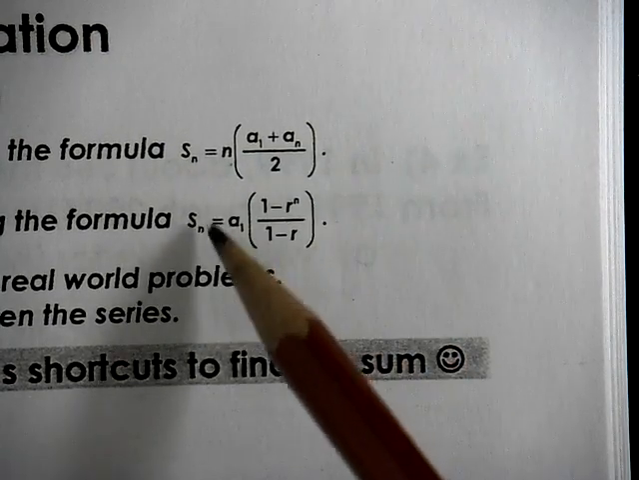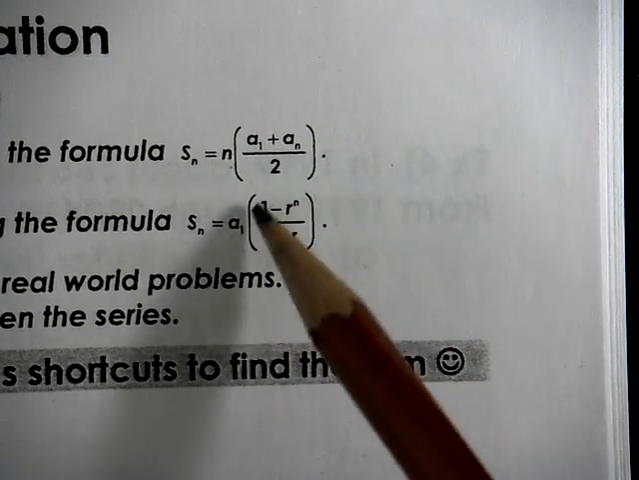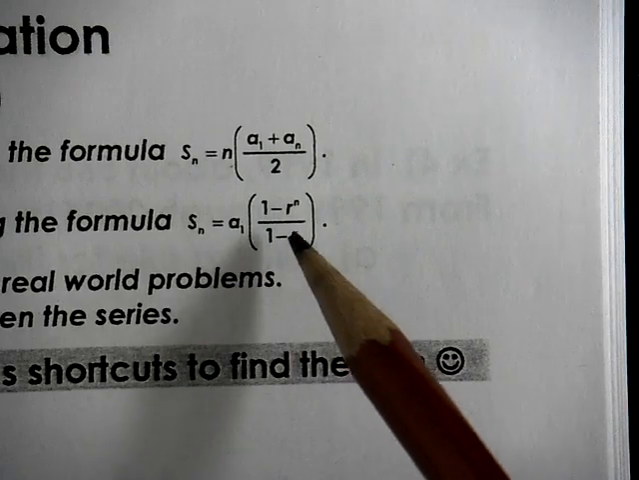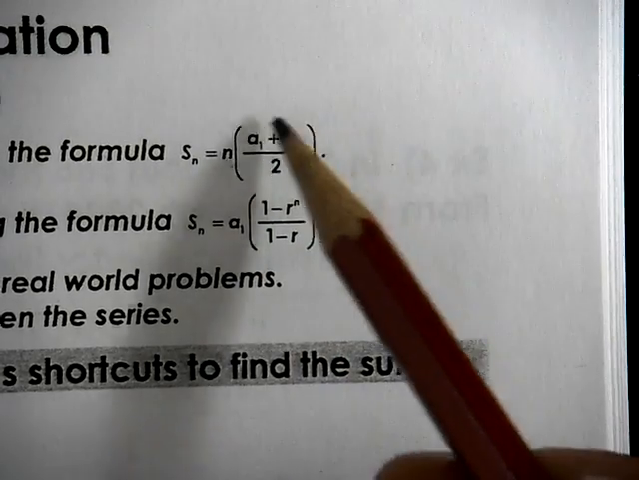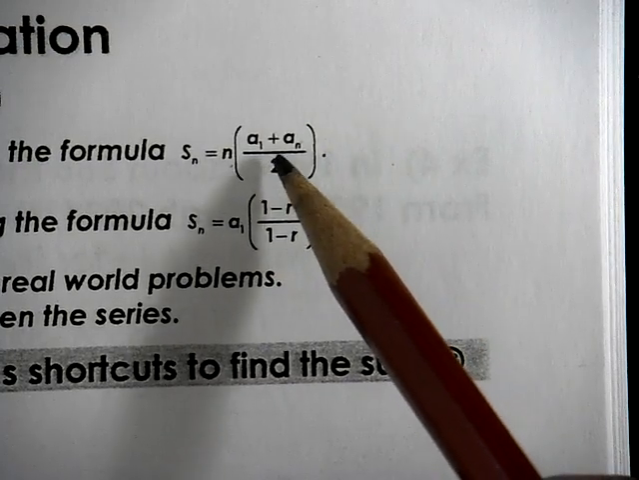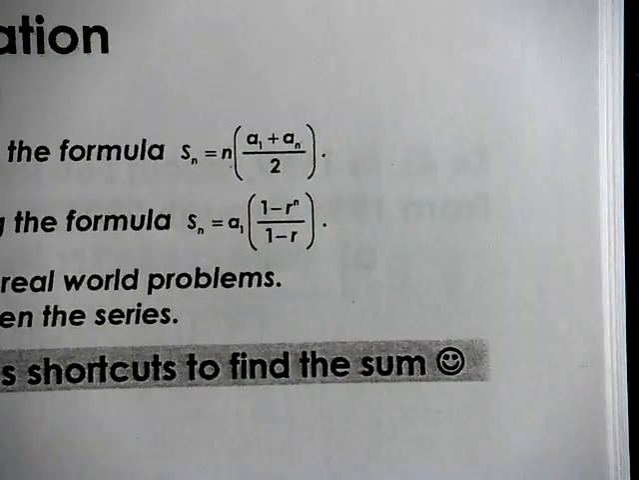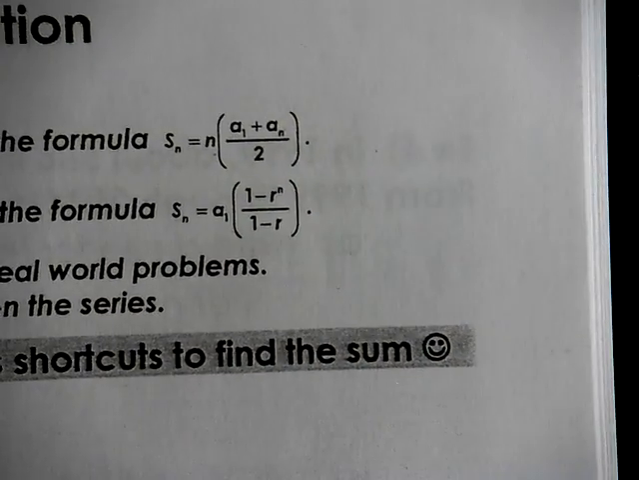Notice, for this one we need to know how the numbers change, but we do not need to know what the last term is. In this one, we need to know the last term, but we don't need to know the common difference. We don't need to know how the numbers change. So different formulas require different parts.